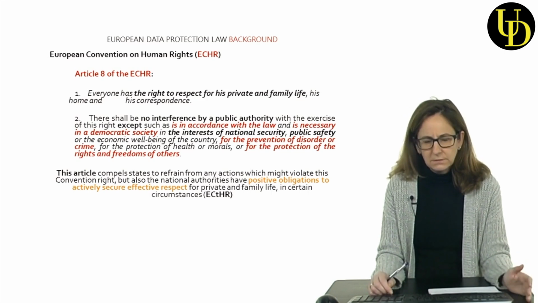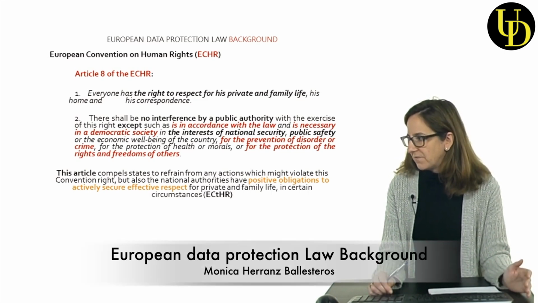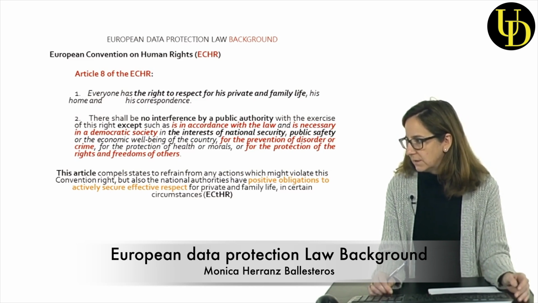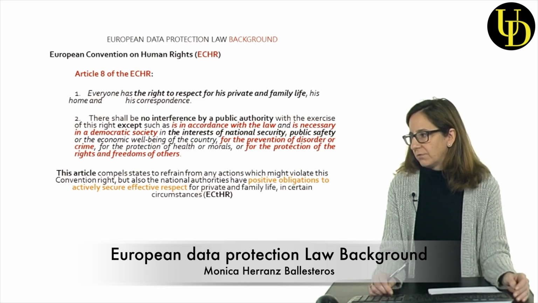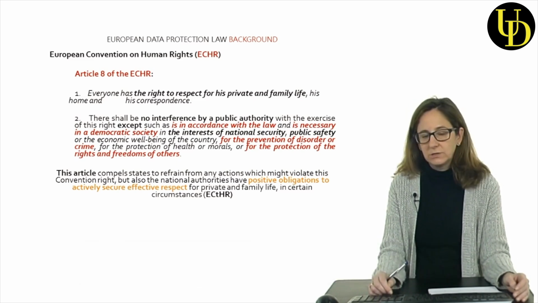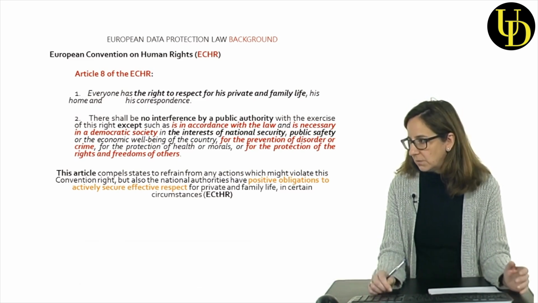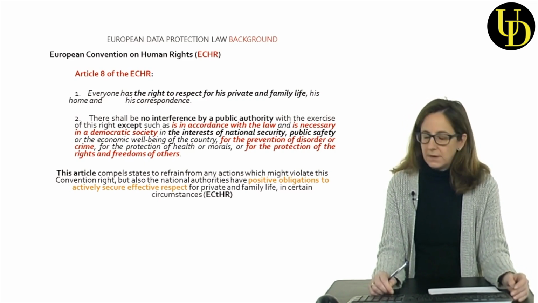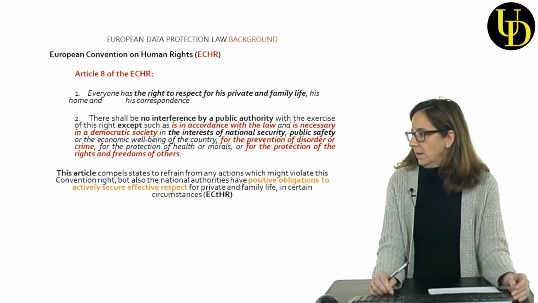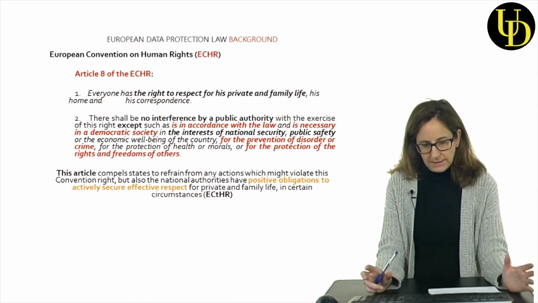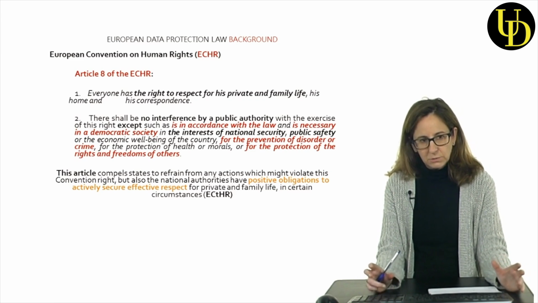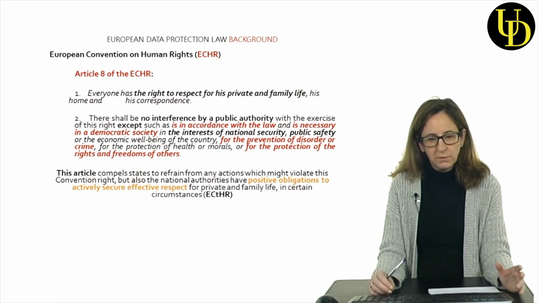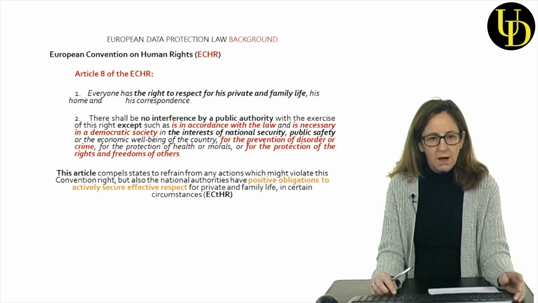So this article compels the states to refrain from any actions which might violate this convention right, but also the national authorities have positive obligations to secure the effective respect for private and family life in certain circumstances. So the jurisprudence of the European Court of Human Rights is going to be very important in order to interpret Article 8.